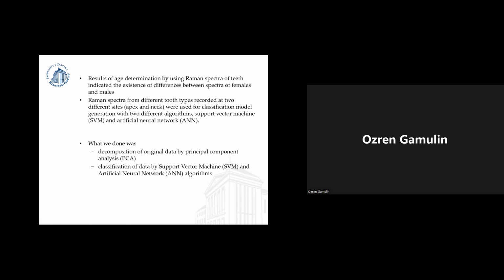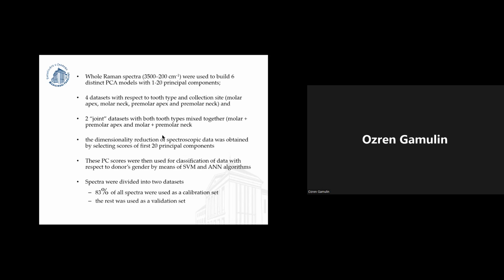What we did was, first we decomposed original data by principal component analysis, and then this data is used for formation of data sets for classification with support vector machine and artificial neural network. Again, whole Raman spectra was used for PCA models. 4 data sets with respect to tooth type and collection site are made. So one is for molar apex, the second for molar neck, then premolar apex and premolar neck, and 2 joint data sets where both tooth types are mixed together.